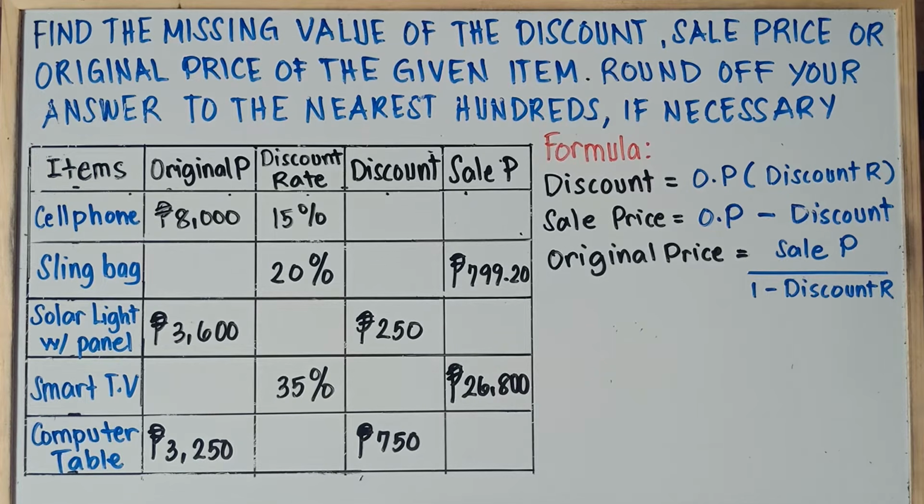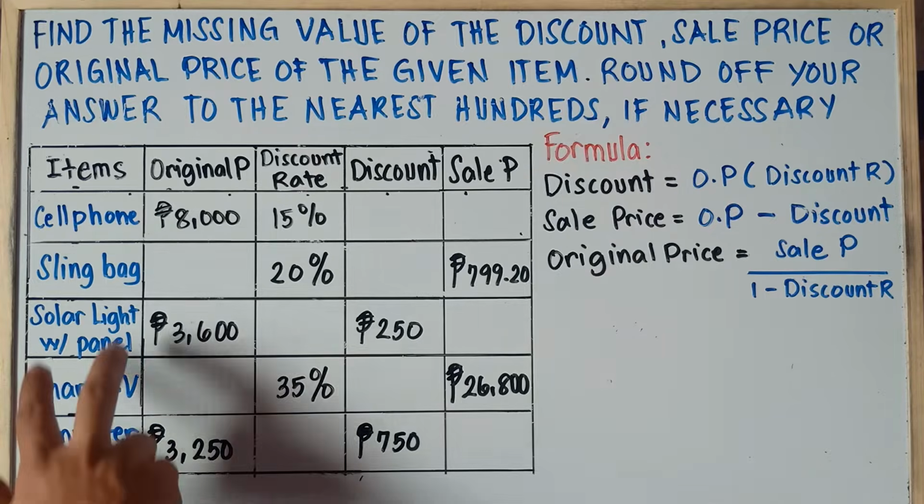Our topic for today's class is we're going to find the missing value of the discount, the sale price, and the original price of the given item, and then we round off our answer to the nearest hundreds if necessary. So without further ado, let's do this topic.